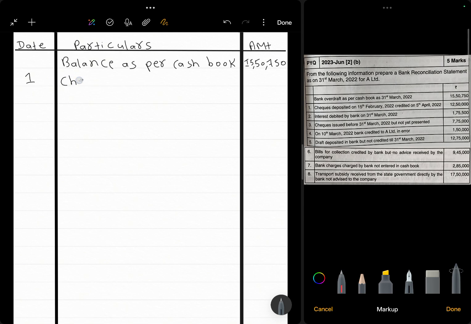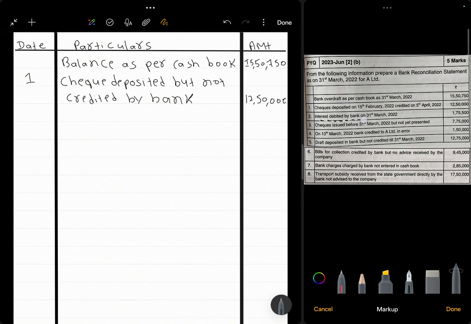Okay, so one number, what is that? Check deposited but not credited by bank. So we have increased the amount in our cash book, but in our passbook the amount has not been increased yet, that is at 31st March. So what we are going to do is subtract this amount, that is 12,50,000. Okay, so now let us come to question number 2.